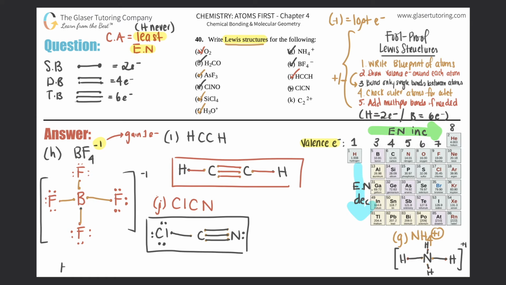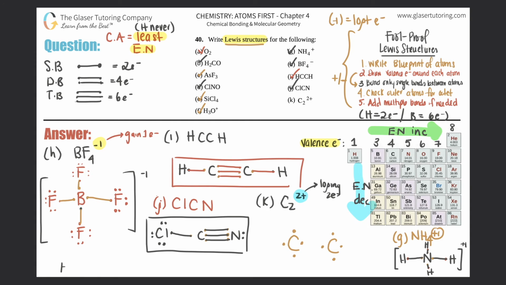And we have the last one, K, of C2 2+. So in this case, we are actually losing 2 electrons. So let's see. It looks like I just have 2 carbons, so I'll just put C and C. Carbon has 4 valence electrons, so I will put 4: 1, 2, 3, 4. 1, 2, 3, 4.